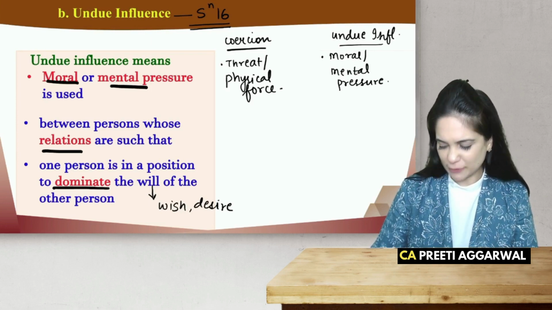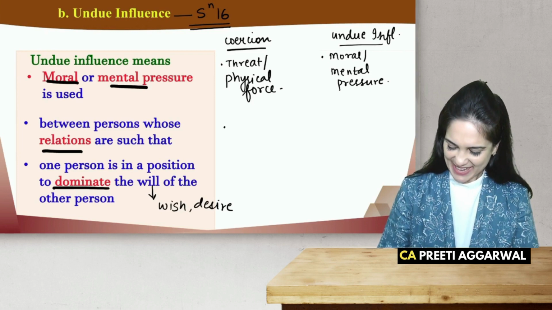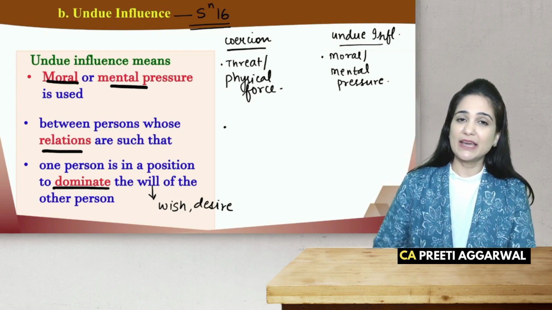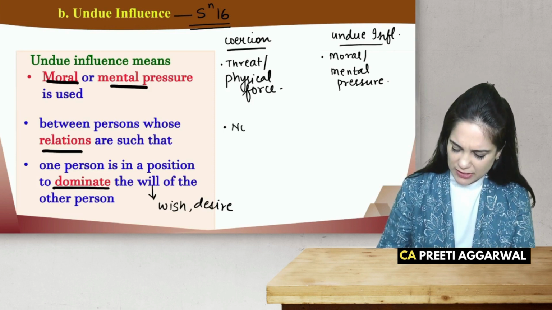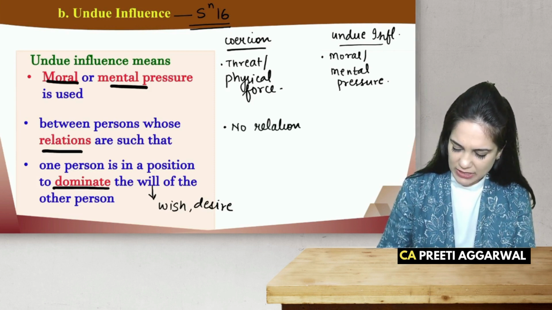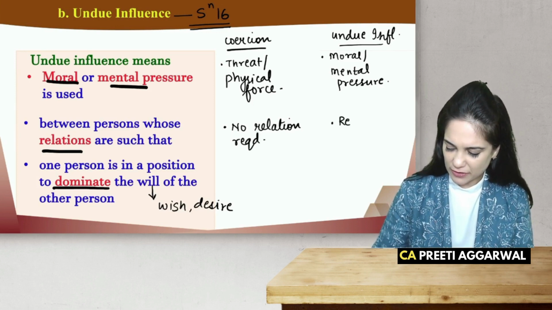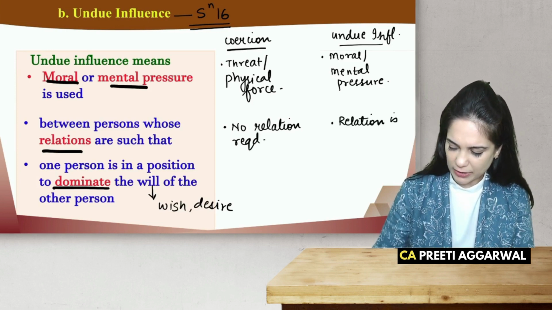There is one more point of difference. Absolutely right, students. I know I cannot hear you, but I can feel your answers. In case of coercion, no relation is required. I can force any person. But in case of undue influence, some kind of relation is required between the parties. Only then one can influence the other party.